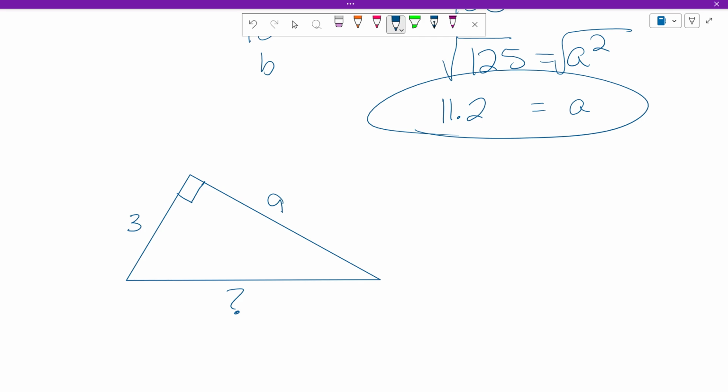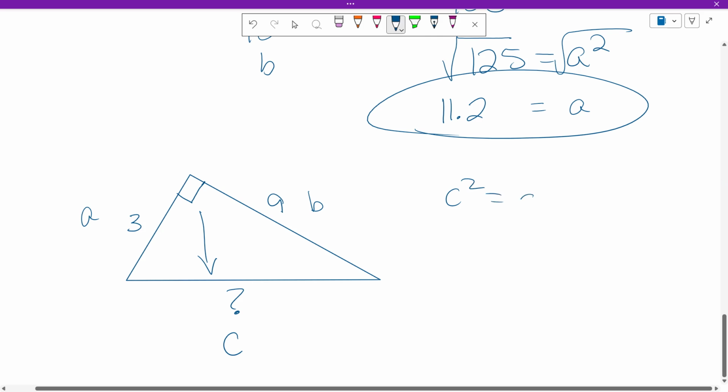Which side are we looking for? A, B, or C in this case? Why do you know that it's C? Because it's opposite the right angle. C is always opposite the right angle. Yes, it is the biggest side as well. We want to make a more definite statement: it's opposite the right angle. So A and B.